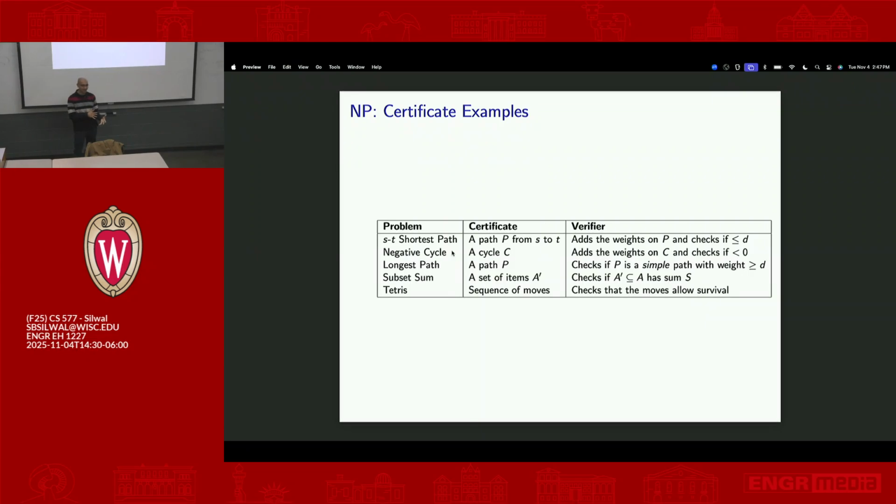Finding it might be much harder, but a problem is in NP. I'm not asking you to find it. I'm just asking you to check something, okay? All right.